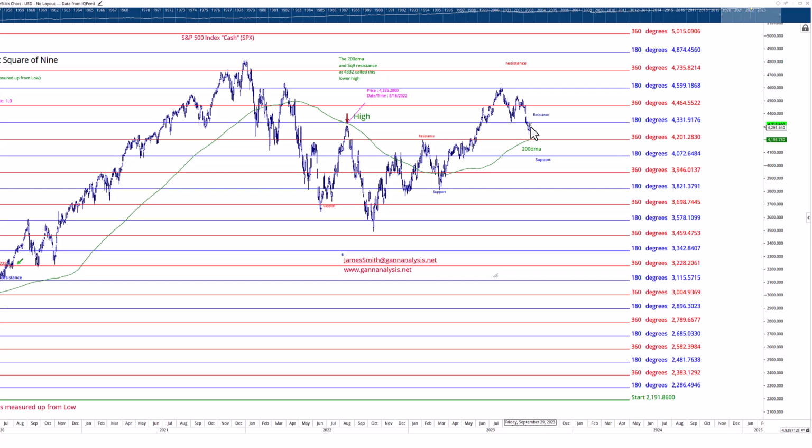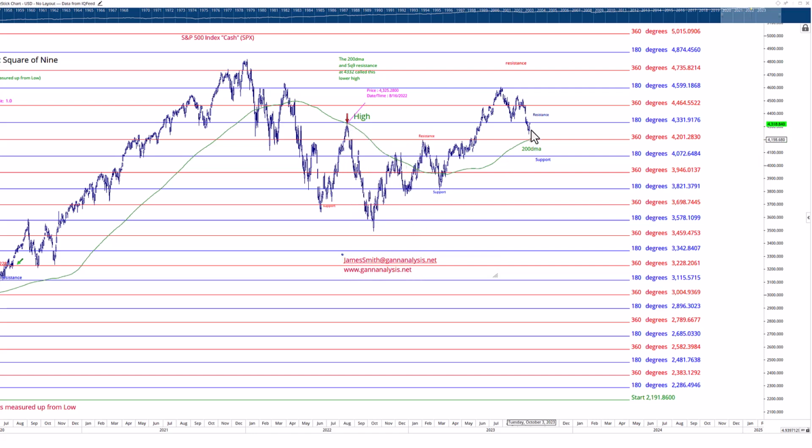And notice here, we're testing 4332 today. The high tick was 4333, pretty much exact hit. And that lines up with a former high. And note here also the 200-day moving average intersected the square of 9 level at that time. That's what gave you that high.